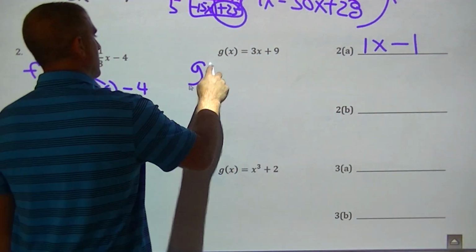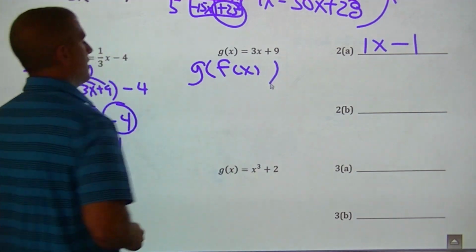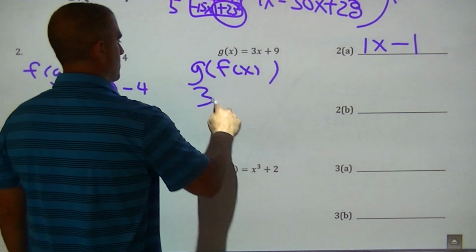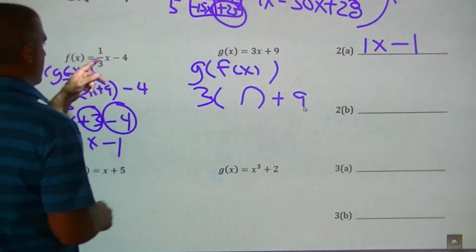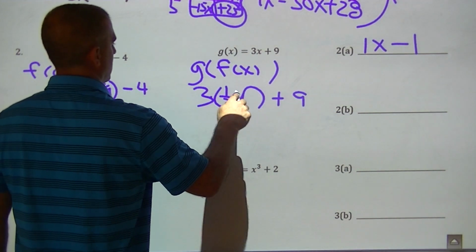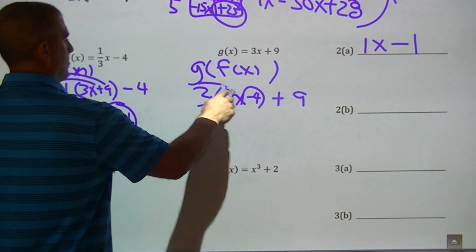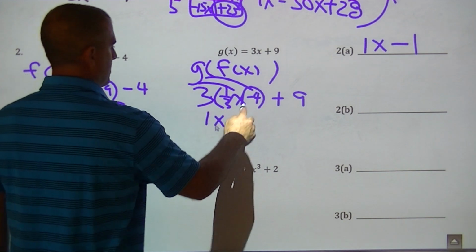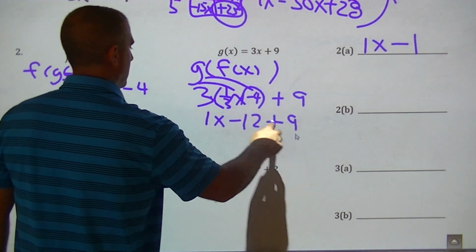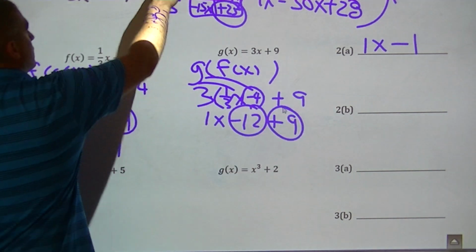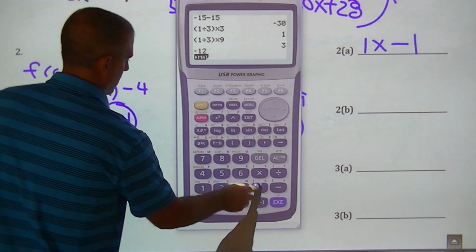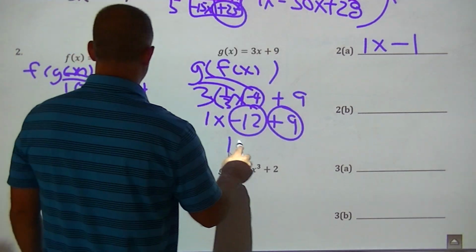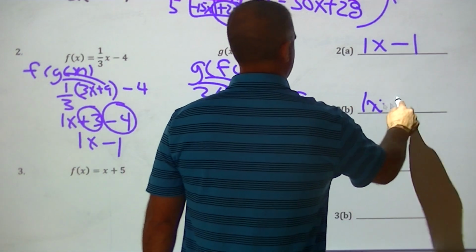Now this one I'm going to do g of f of x. So I'm going to start with the g function. I'm going to put in this 1/3 x. Okay, minus 4. Multiply 3 times 1/3 is 1. 3 times negative 4 is negative 12. Combine those, negative 3. So go 1x minus 3, that would be my answer for B.